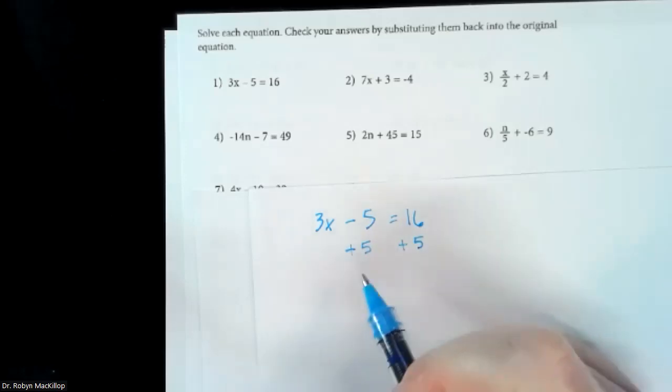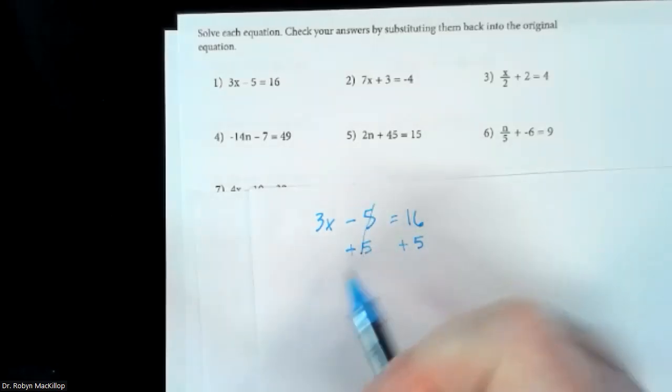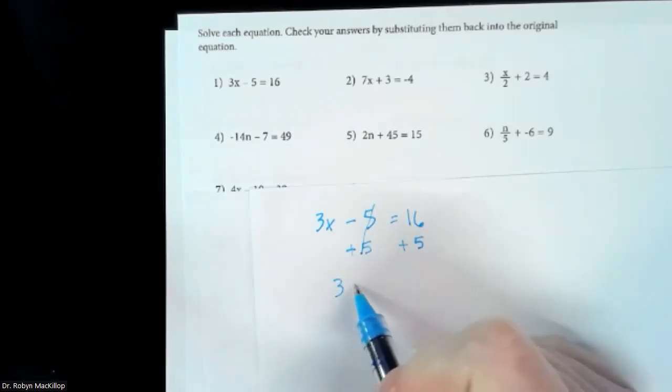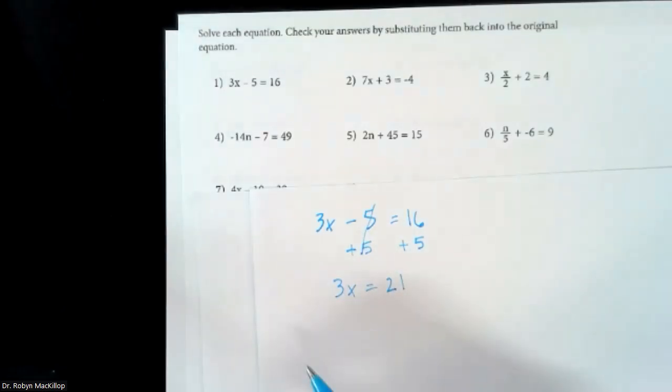For now, we're ignoring 3x. We need to get rid of the extra number. So this is gone. Bring down 3x equals 16 plus 5, which is 21. So the first step is done. Now we're going to do the second step. We need to separate the 3 and the x.